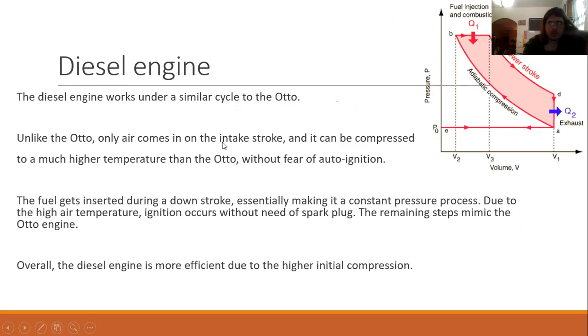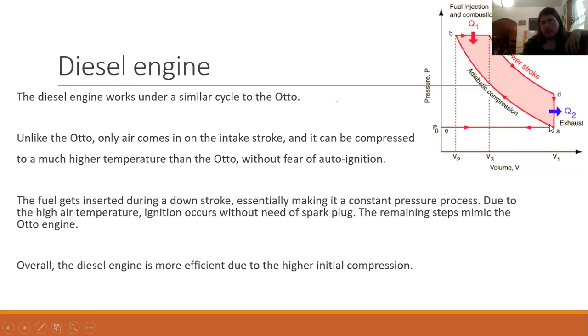So how is this working? On the intake stroke, only air comes in. We have a liquid fuel in here. We're not having a gaseous fuel, but a heavier liquid fuel that's already there, and only air is coming in on that intake stroke, which allows us, when we compress this adiabatically, to get to a much higher temperature without fear of auto-ignition, so we don't accidentally burn. So when we burn this, we keep the pressure the same and start to increase the volume a little bit.